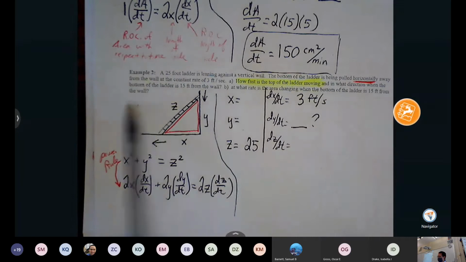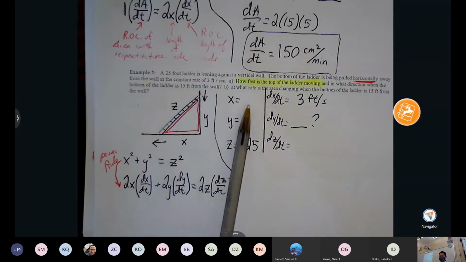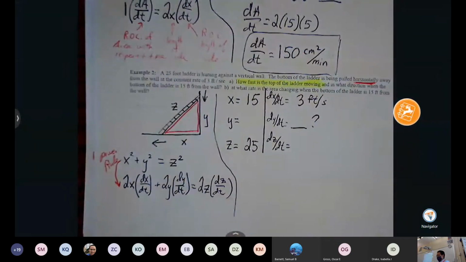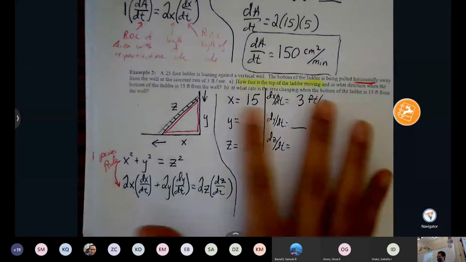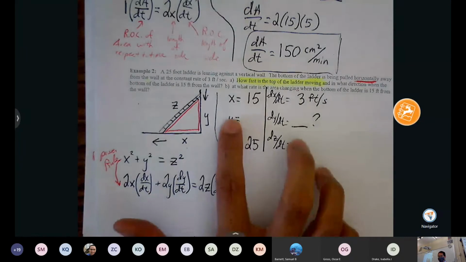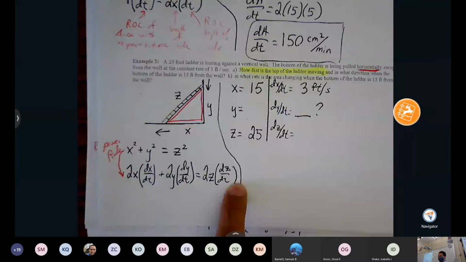When the ladder is 15 feet from the wall, where do we put that 15? That'll be x. We're just doing part A for now. Any questions so far? We don't have enough to plug in yet. There are still too many missing values. We have to figure out what y is and what dz/dt is, and then we can plug in.